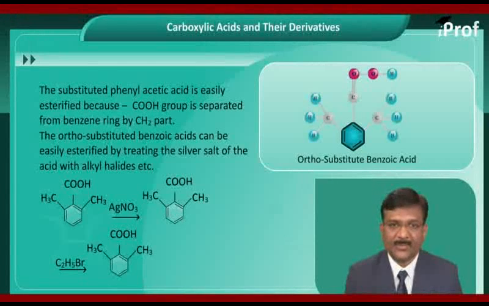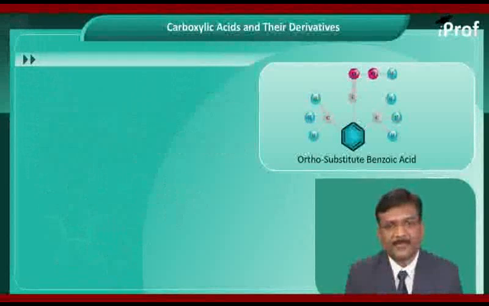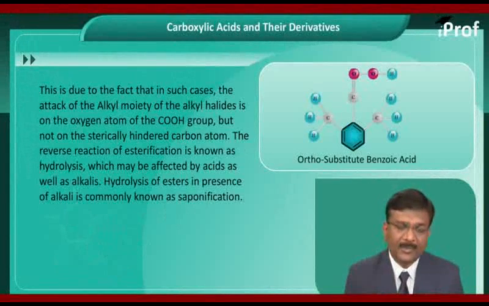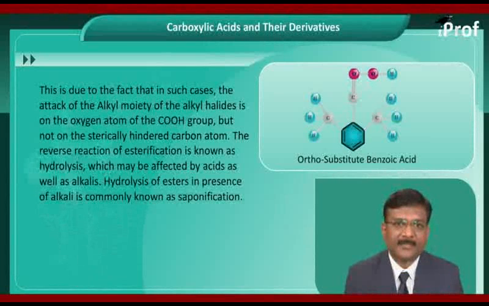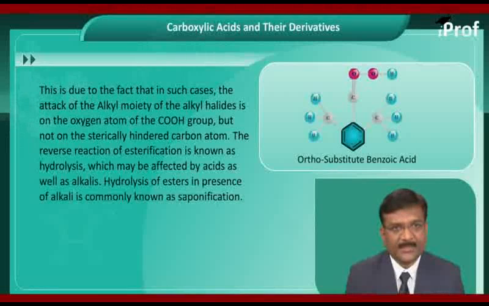by the CH2 group. The ortho substituted benzoic acid can be easily esterified by treating the silver salt of the acid with alkyl halides. This is due to the fact that in such cases the attack of the alkyl moiety of the alkyl halides is on the oxygen atom of the COOH or carboxyl group, but not on the sterically hindered carbon atom.